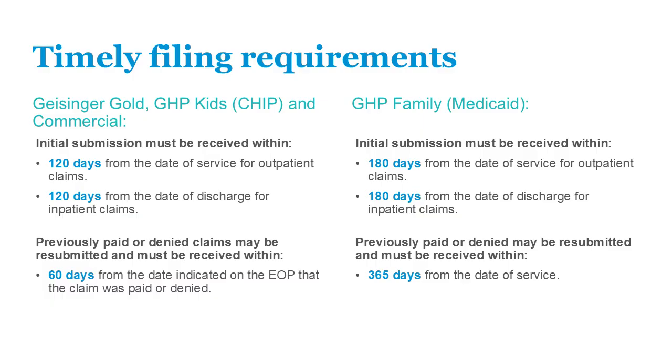Any resubmissions to add or correct data must be received within 60 days from the date of the initial EOP. The only exception to this rule is for GHP Family, our MA product. The requirement for GHP Family is that all claims must be received within 180 days of the date of service, and resubmissions to add or correct data must be received within 365 days from the date of service. Remember that CHIP claim submissions fall under the 120-day initial submission, 60-day resubmission guideline.